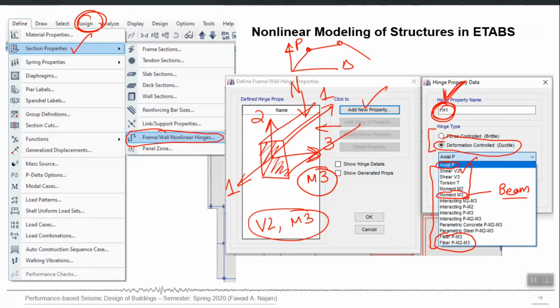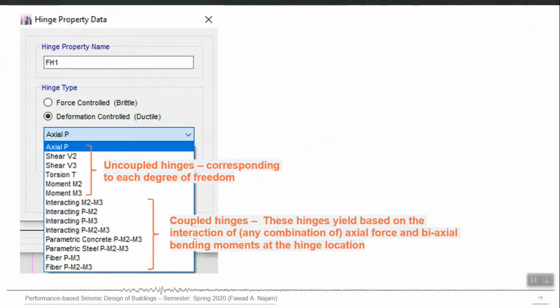If I want to define shear nonlinearity for beams, I should go for this shear V2 type, right? If I want to define torsional nonlinearity, I should go for the torsion type. Axial load nonlinearity, axial type. Or in some rare cases, if I also want to define M2 direction moment nonlinearity or V3 direction shear nonlinearity, there are hinges available for that. So all 6 degrees of freedom are covered. Let me show you a larger view of the same form.